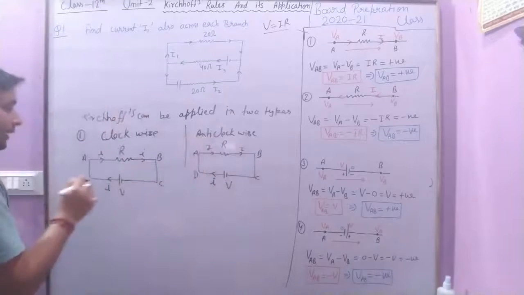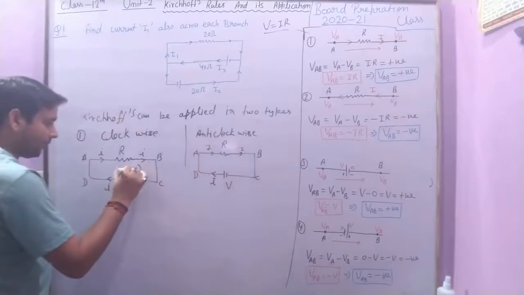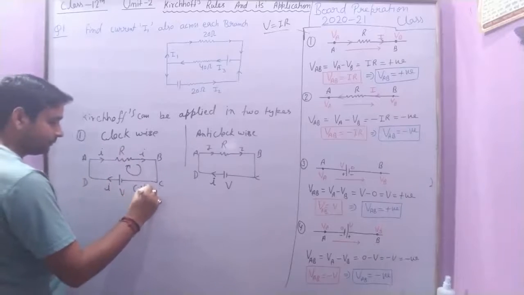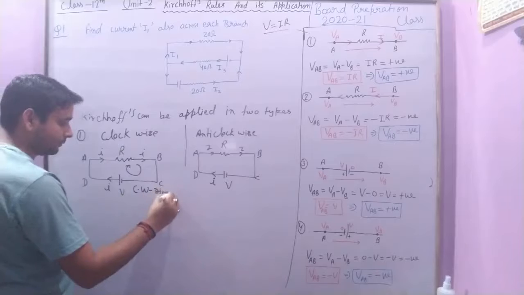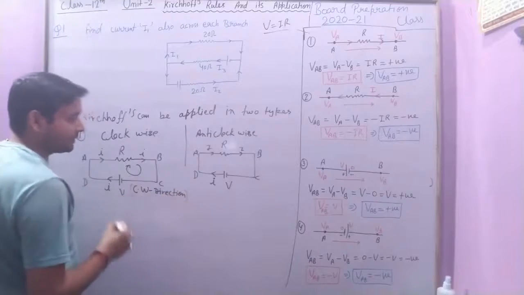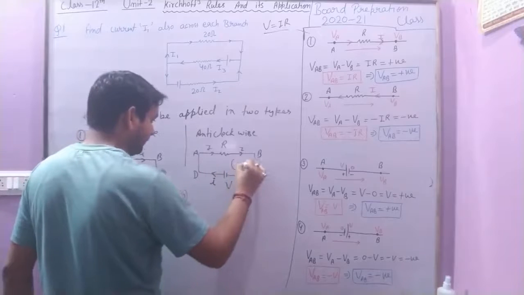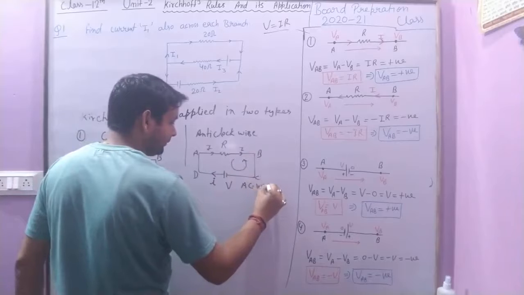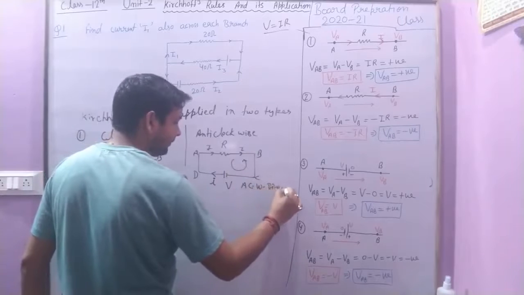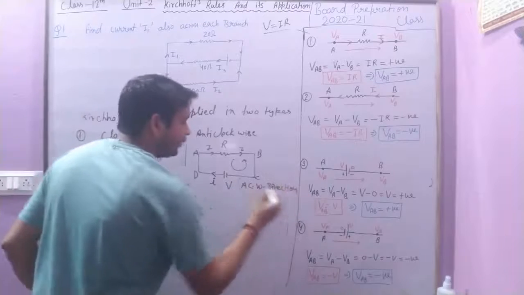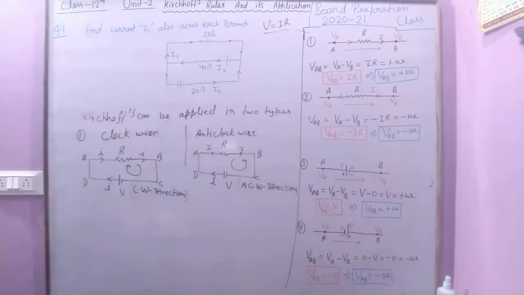Now, in this loop, I am moving in clockwise direction. This is our direction, and in this, anti-clockwise direction. Now we have understood how to apply the rule in the simple circuit.